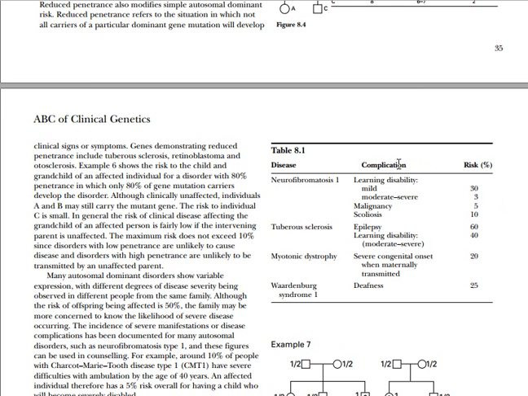Neurofibromatosis, the complications that you have: learning disability, which can be mild, moderate to severe, malignancy, and scoliosis, and each of them has its risk of transmission. So neurofibromatosis with learning disability transmitted is 30%, moderate to severe is 3%, malignancy is 5%, scoliosis is 10%. Is it clear? It means that different autosomal dominant diseases have different symptoms. So they have different variants. This is actually the variation.